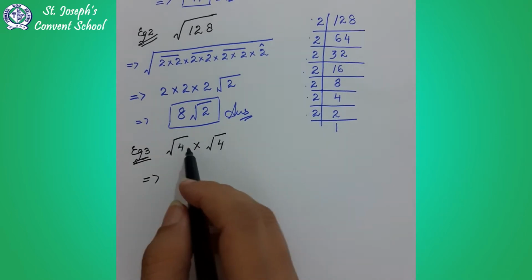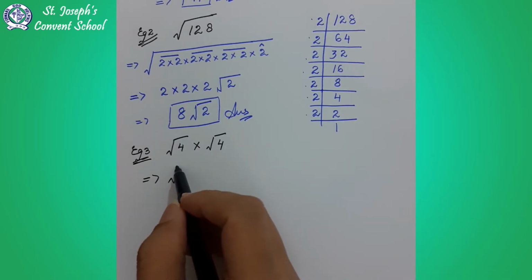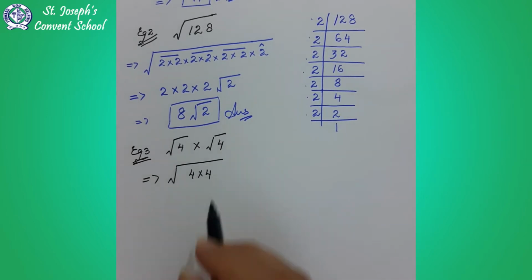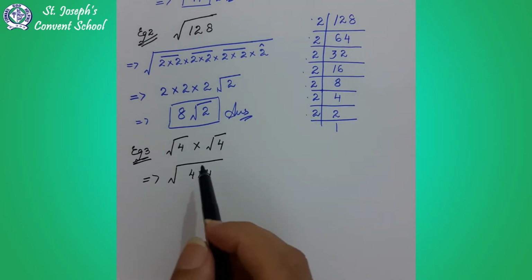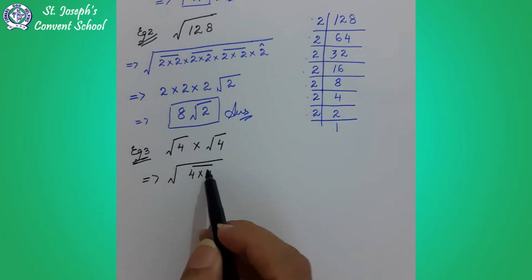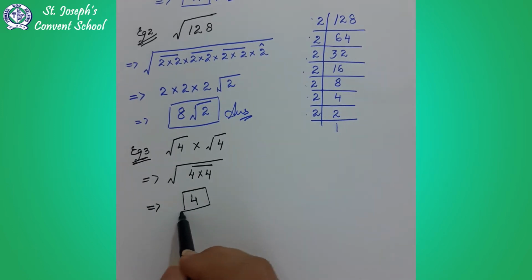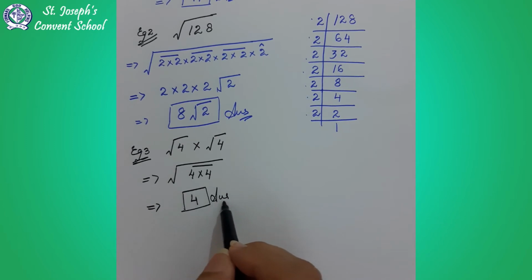Both are in the root sign, so you can write both of them in one under root. 4 into 4. You can see that both are the same, so make a pair. So the pair you write outside the root sign once. So this is the answer. Simple it is. So if there are two root signs, and there is a product sign between them, you can write them in one root sign.